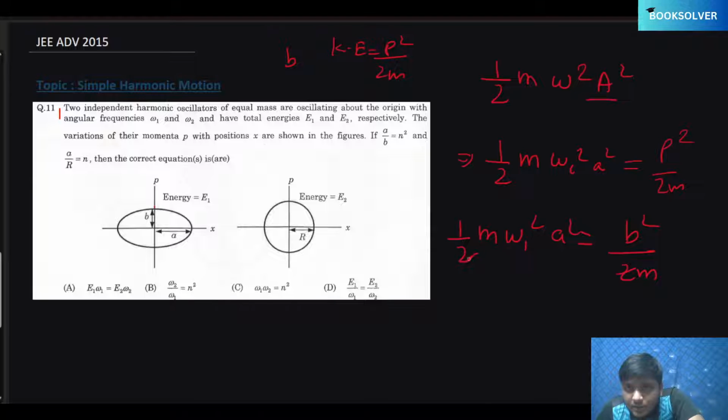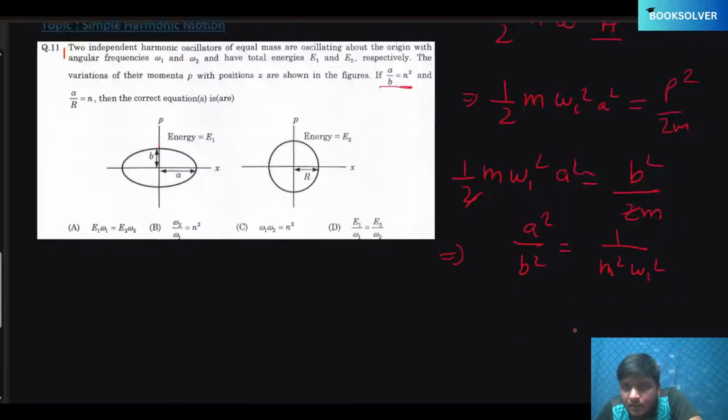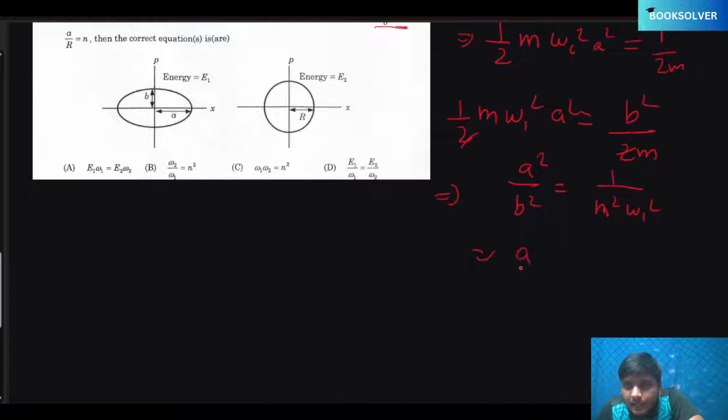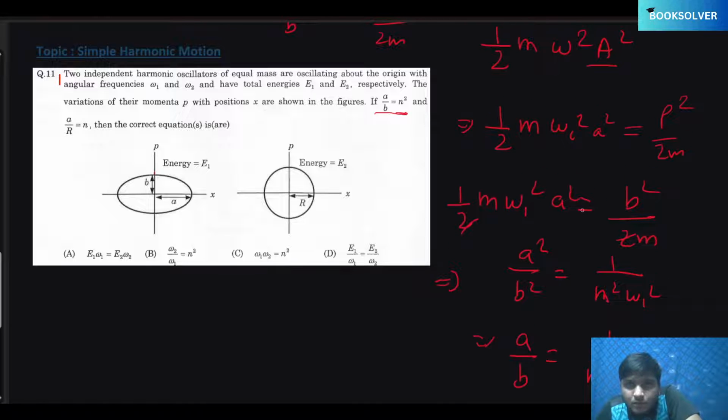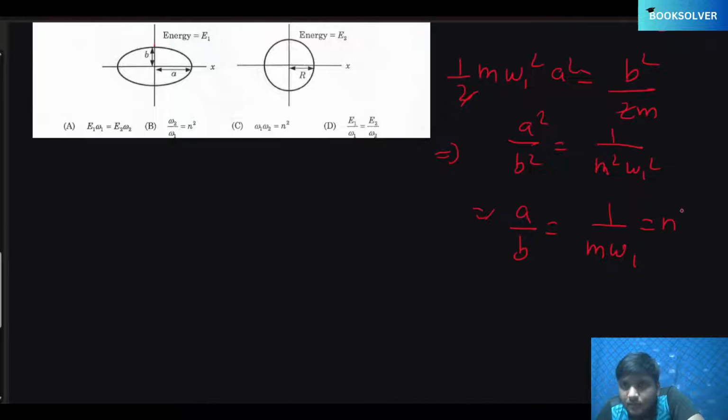If we cancel this 2, and we want some relation between a and b, we get a square by b square equal to 1 by m square omega 1 square. So a by b is nothing but 1 by m omega 1 if we take the square root on both sides. Now this is equal to n square here. So 1 by m omega 1 is equal to n square.